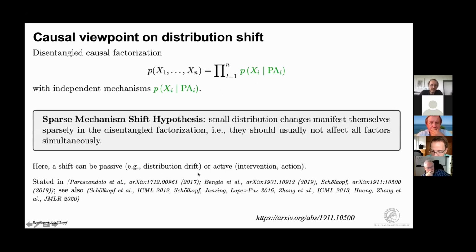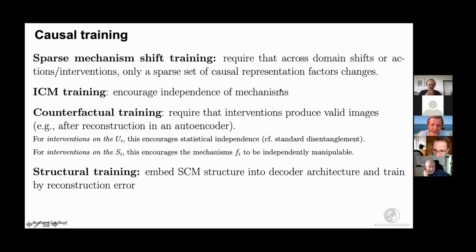Now that has an interesting implication for the problem of distribution shift. Because if we write a problem in the disentangled factorization, it would be reasonable to assume that a small distribution shift will manifest itself sparsely in this representation. So only a few of them will change, but not necessarily all of them. Whereas in the entangled factorization, whatever you change will be distributed across all terms. So looking for sparse changes should be a sensible inductive bias to look for causal variables. That's one possible way of looking for causal representations, or causal training, you could call it. So you exploit this sparse mechanism shift.